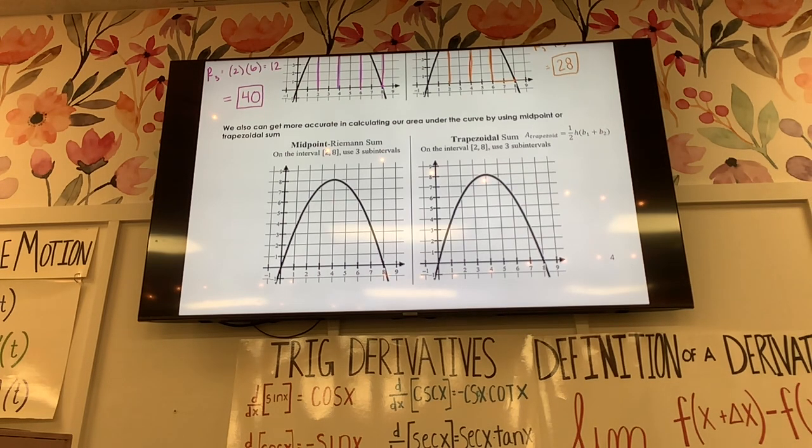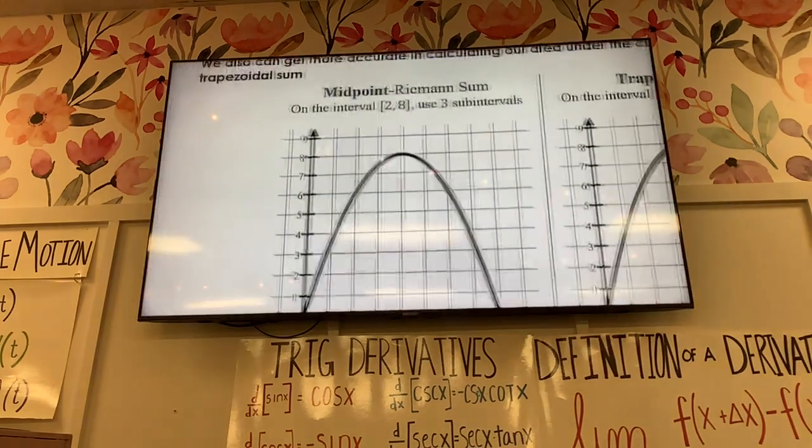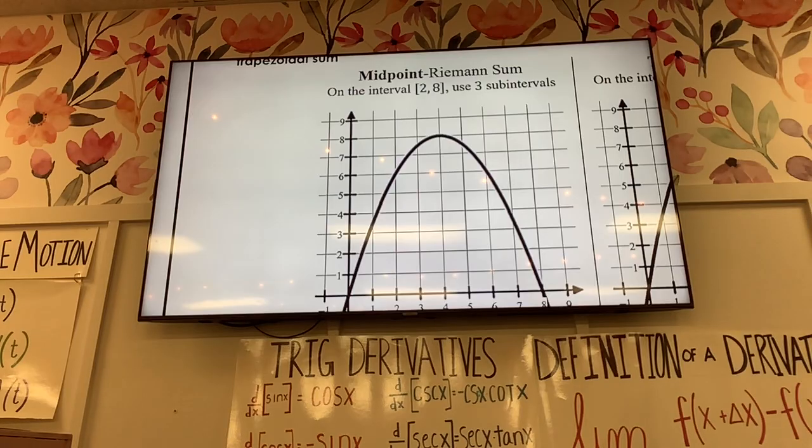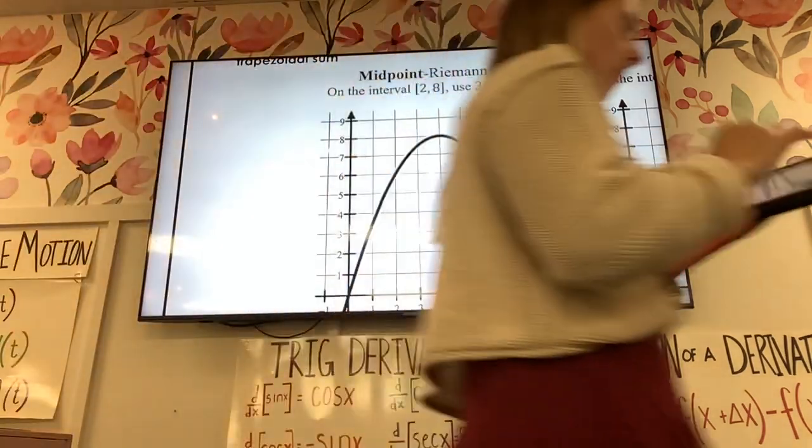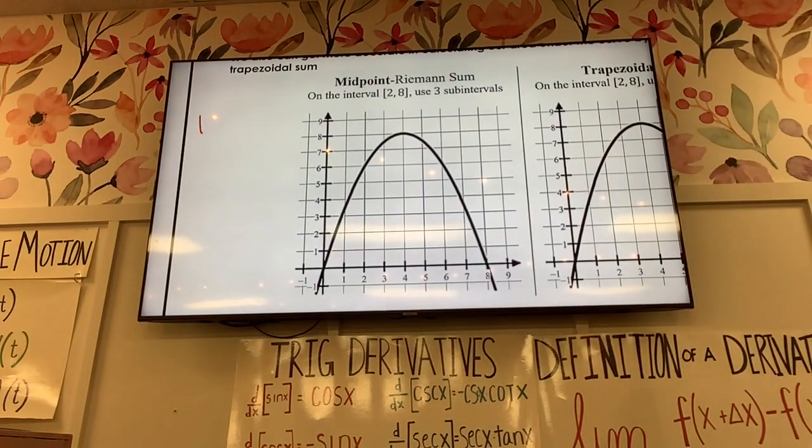Okay. All right, so now we're going to try midpoint and trapezoid. All right, so if you notice, it's the exact same graph. We're going to have the same interval from 2 to 8. So your width is the same way. 8 minus 2 divided by 3, which is going to be subintervals of 2.